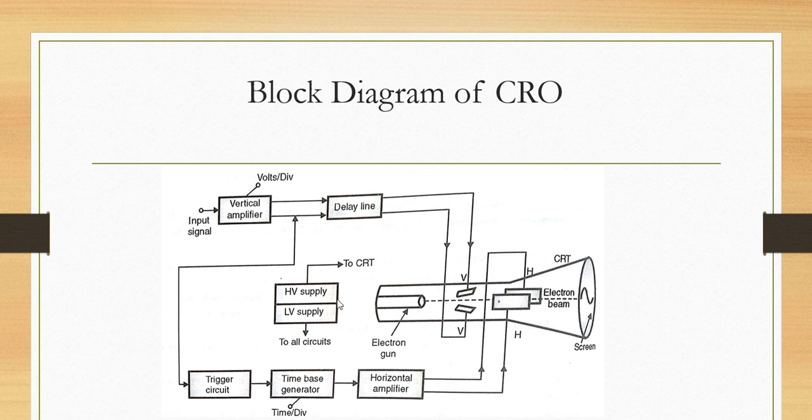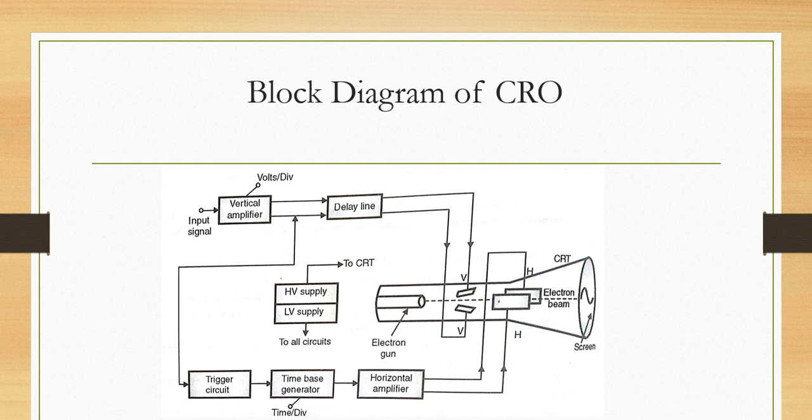Okay, and along with that, we require two types of supplies. One is a high voltage supply, and another is a low voltage supply. So if you see here, this low voltage supply is given to all the circuits which have a requirement of low voltage, and generally this high voltage supply is applied mainly to the CRT, which requires very high voltage. And what is that high voltage, we have to see afterwards.